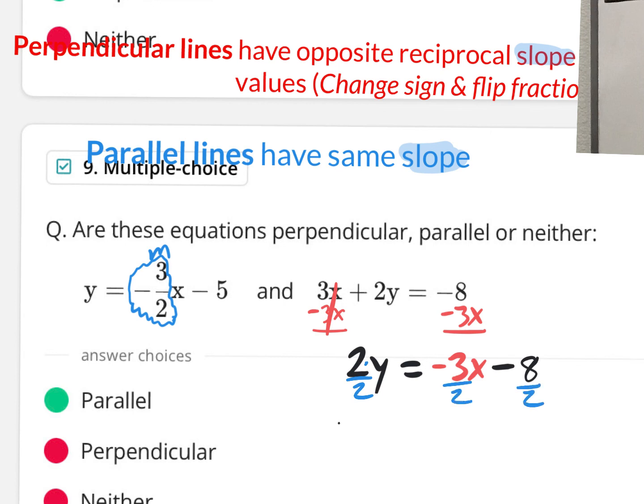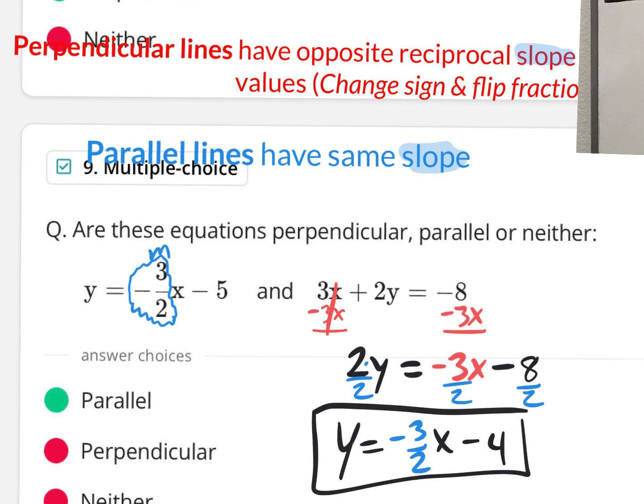And here's my slope-intercept form equation. y equals, the slope is -3/2, and of course you have an x, and then -4 is the b value. The bottom line is, the reason we change this to slope-intercept form is to be able to compare this slope with that slope. So what about this slope and that slope? They are identical. They are the same. If the lines have the same slope, that means they're parallel. So we select parallel. They're not perpendicular. It's not neither. Parallel it is.